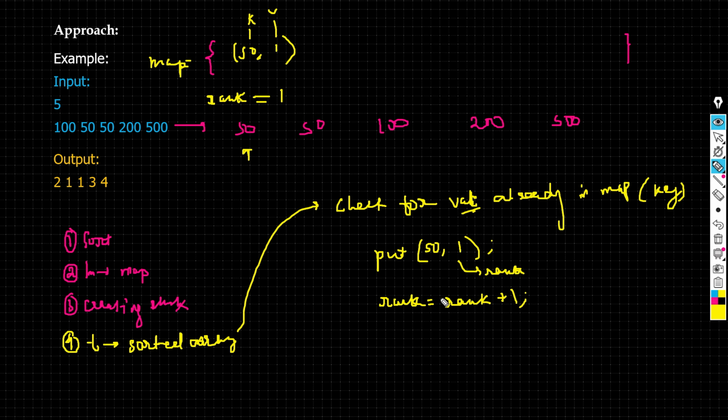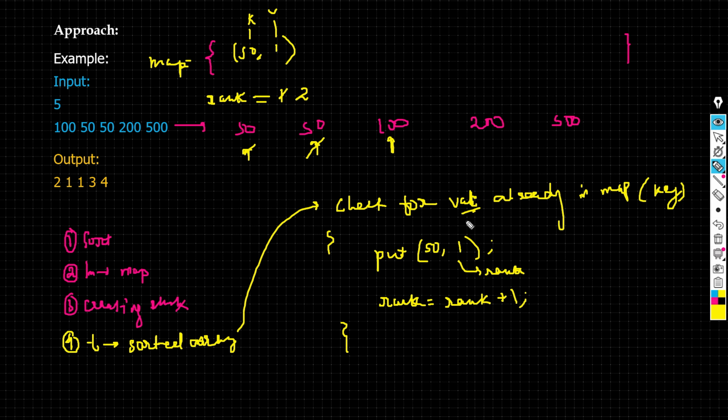Okay, after using the rank, we will increment the rank, because the next value will have rank 2, not 1. Okay, 1 is used for the 50 value. Now coming to the next index, again we have 50. At first we will check whether this value is already in the map or not. So 50 is already a key of this map, so we will not do anything. We will simply continue. Continue means we will go to the next element.